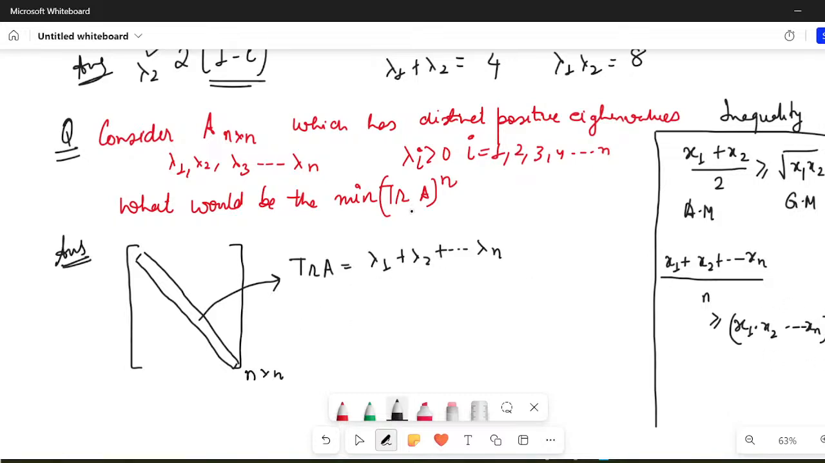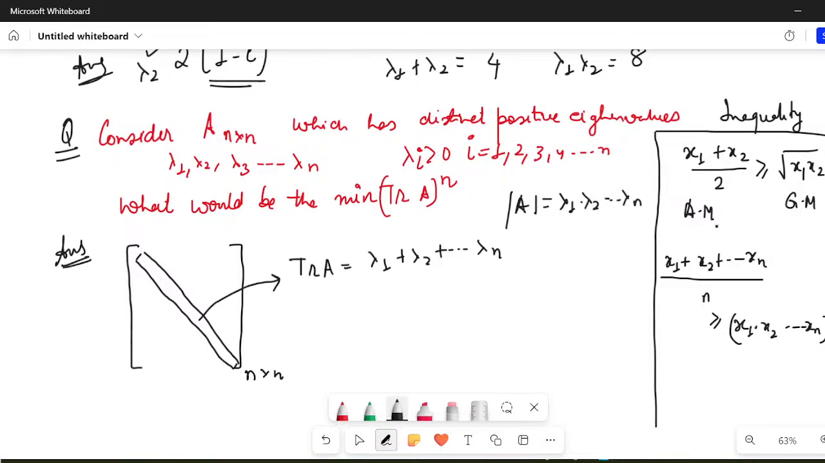Okay, so now I have to find trace A raised to the power n. So what is trace A? Trace A is lambda 1 + lambda 2 + ... + lambda n. And what would be the determinant of A? The determinant of A would be lambda 1 into lambda 2 ... lambda n. All of them are positive.